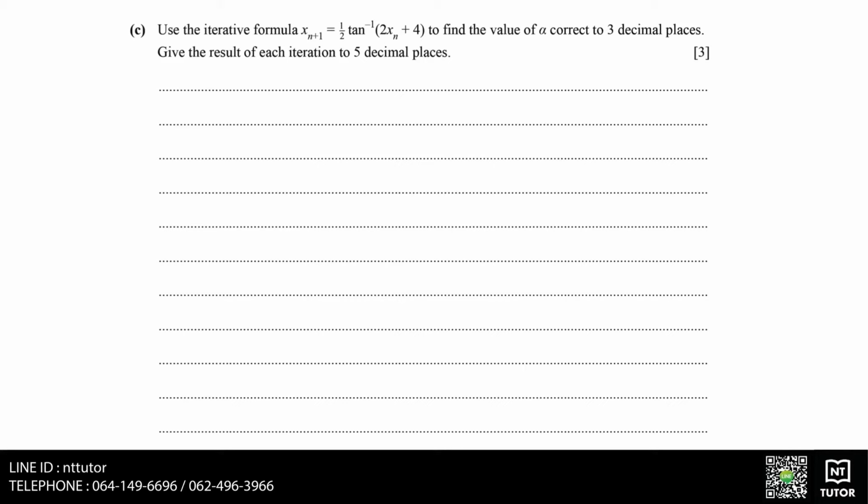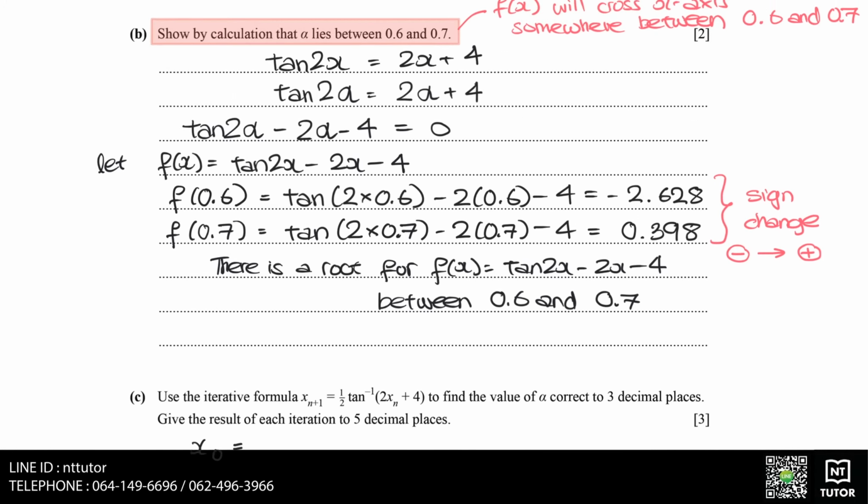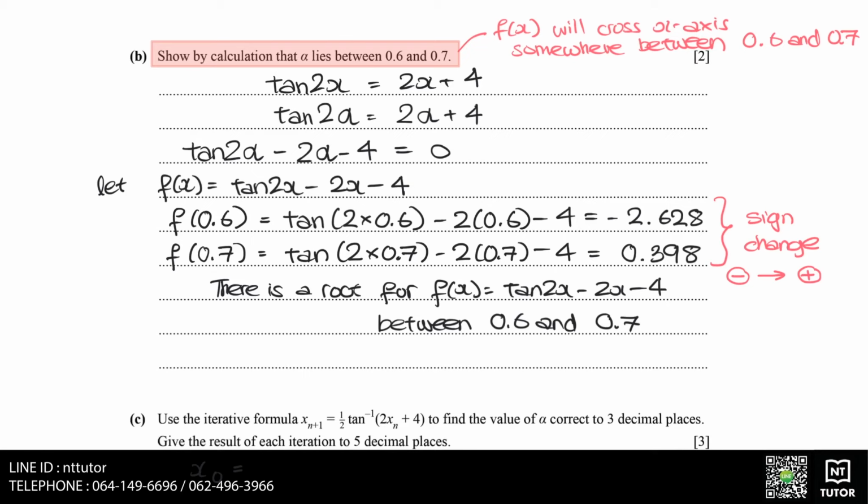C. Use the iterative formula x(n+1) equals a half inverse tan of (2xn plus 4) to find the value of alpha correct to 3 decimal places. Give the result of each iteration to 5 decimal places. The question doesn't tell us which value of x to start with or what x0 should be, but in the previous part of the question, it asks you to prove that alpha lies between 0.6 and 0.7, so you can use 0.6 or 0.7 as your starting x value.